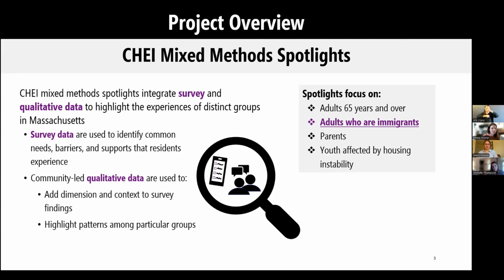For example, qualitative data can tell us about patterns or experiences that may be different or not showing up from what we're seeing in survey data. Qualitative data could also help affirm what's seen in survey data. So we'll see some of those examples today. Today, we'll focus on the experiences of adults who are immigrants.